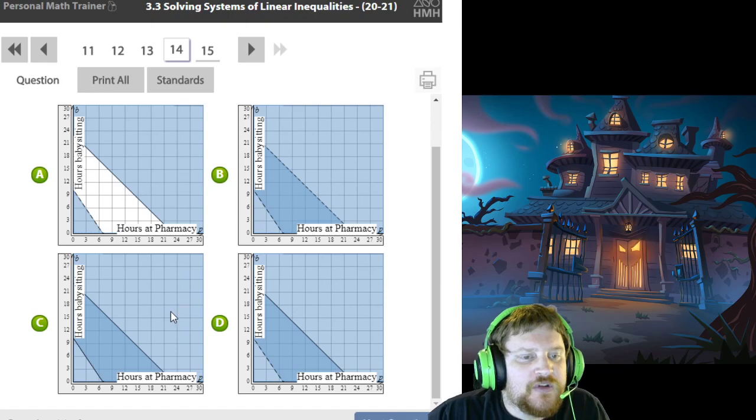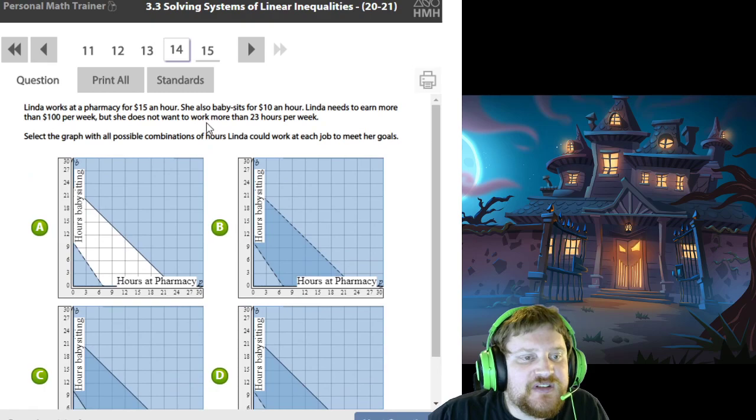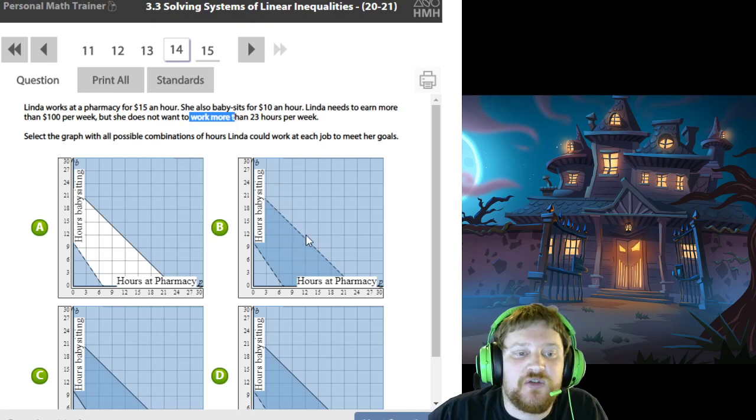Alright. So basically what we have here is this one is shaded in the wrong direction. They shaded the money line at less than and the working line at more than. This one, they shaded both in the correct directions, but this says she does not want to work more than, but that means she could work 23. So this one should be a solid line.